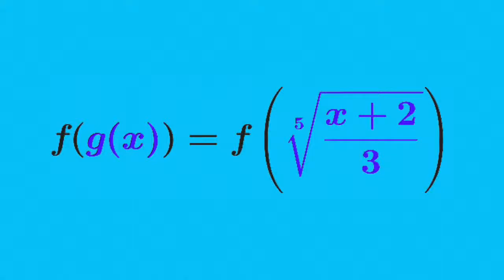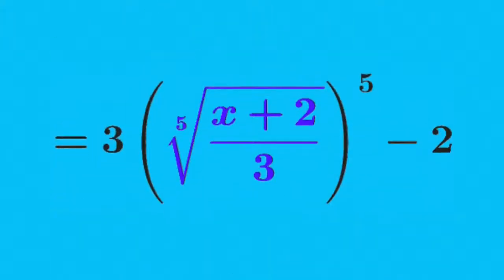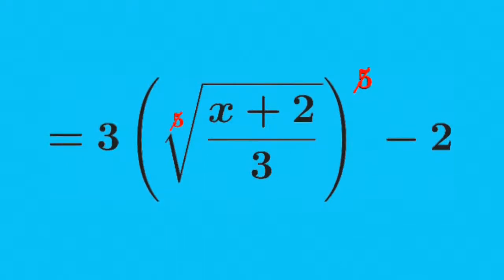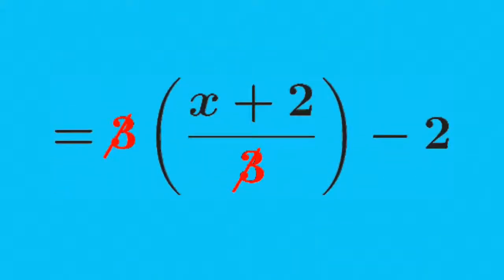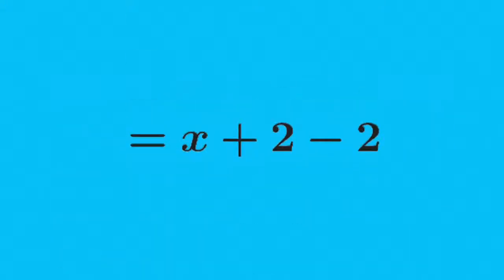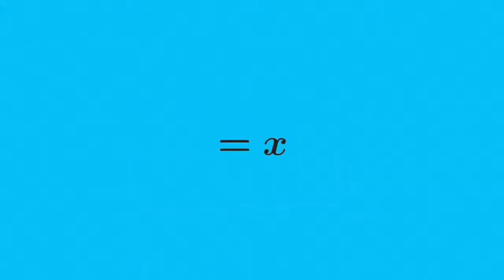First, I will substitute the definition of g of x into f of x. Here I have highlighted in blue g of x, replacing where x appeared in the definition of f of x. Here the 5th power cancels with the 5th root, leaving us with just 3 times x plus 2 over 3 minus 2. Multiplying and dividing by 3 will also cancel out, leaving us with just x plus 2 minus 2. Finally, these 2's also cancel, and once again we are left with just x.